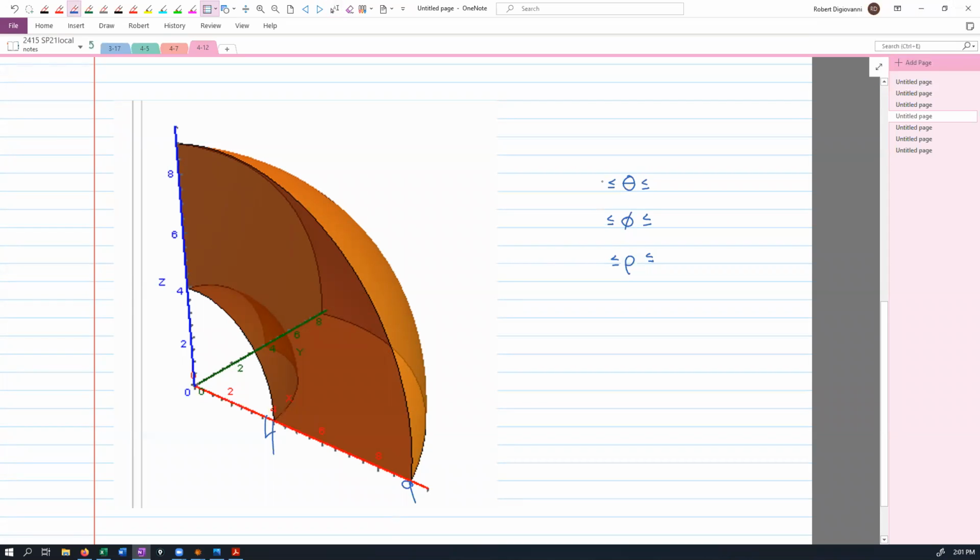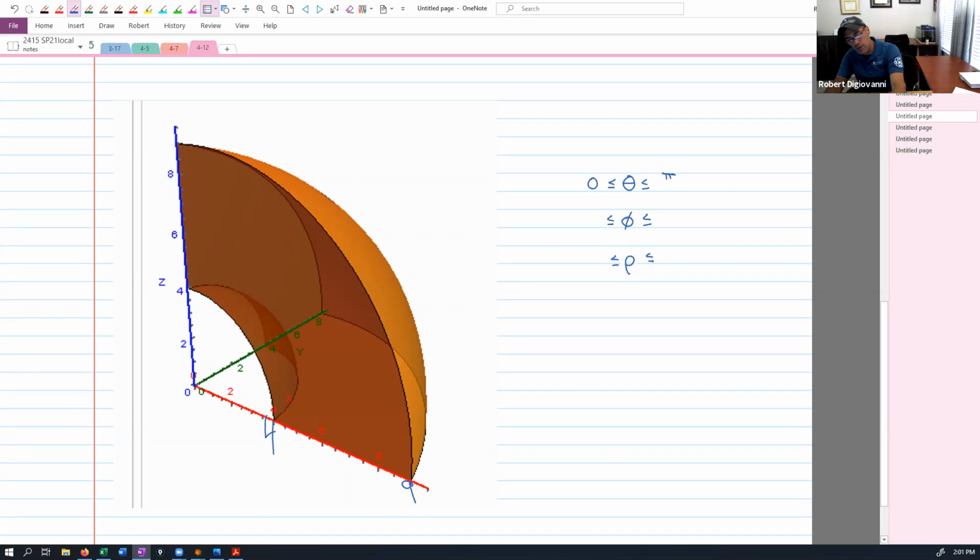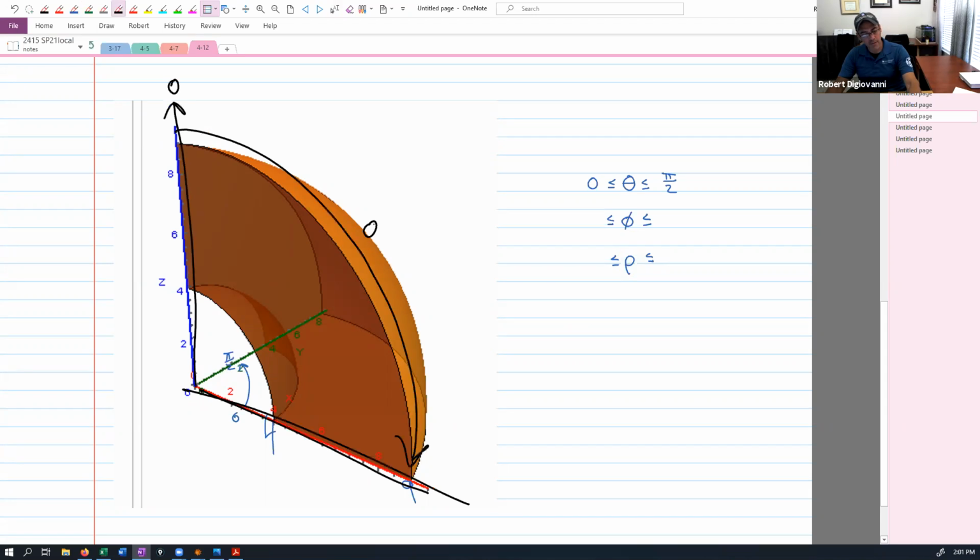0 to pi over 2, because I'm only doing a quarter rotation. I'm not doing a full rotation. So here's a quarter rotation. That's basically this right here, 0 to pi over 2. Okay, what about phi? 0 to pi over 2. Same thing, right? This is straight up as 0, and then we want to rotate down through to the bottom here, and that's our phi, and that's going to be stuck between 0 and pi over 2 also. And then the rho is just the inner radius to the outer radius, which should be our 4 to 9.